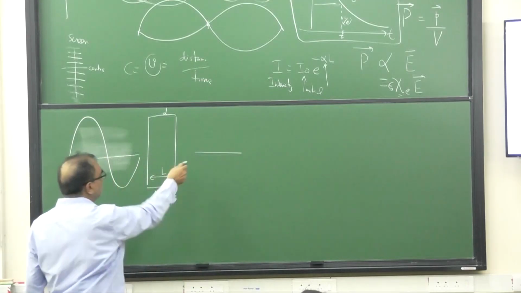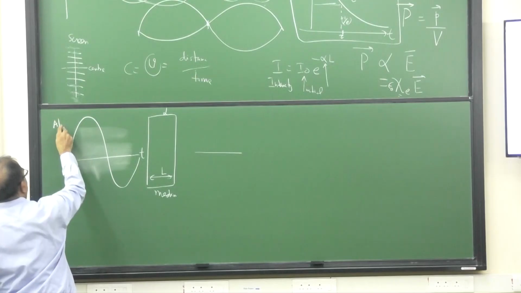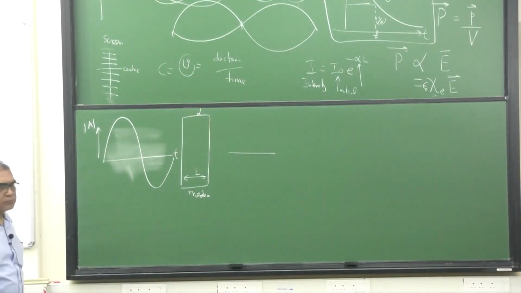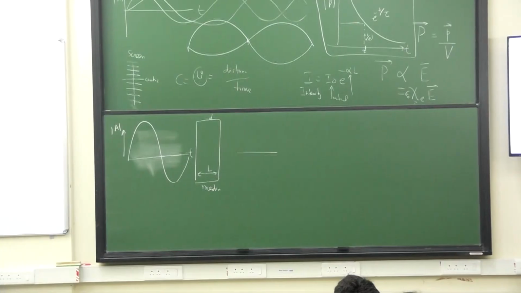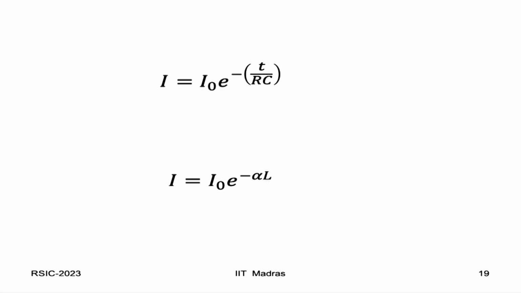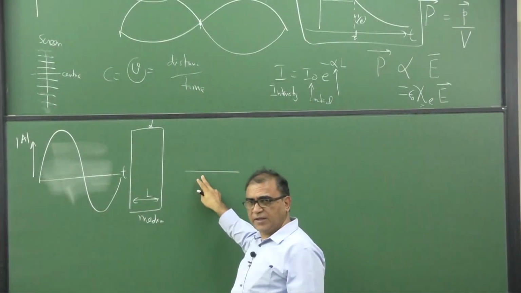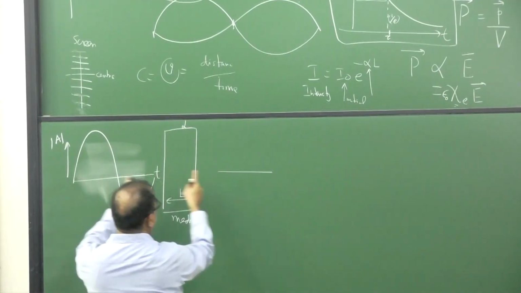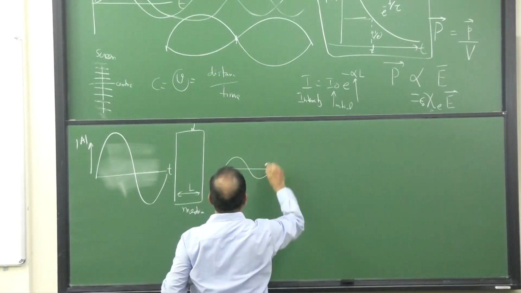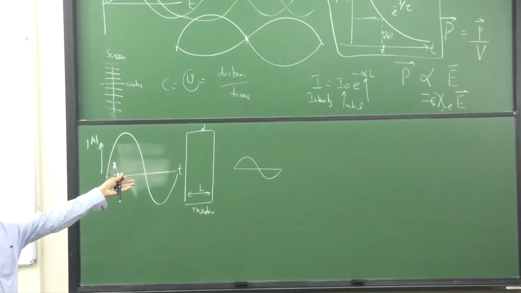So what will I get here? Anything changes here? This is T and this is amplitude. What will change? If I is equal to I0 e to the power minus alpha L, it's because it is decaying, so finally it will be less here, right? Frequency won't change, so I'll have the same thing here. So I will have something like this. So this is the loss by the system.